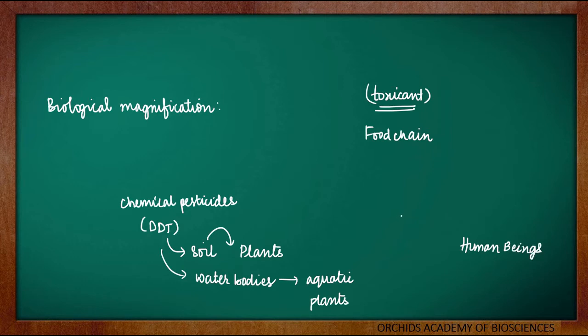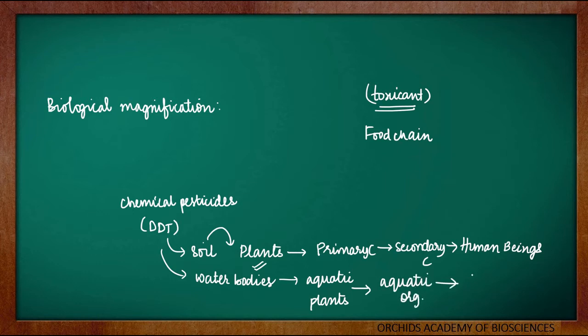By the time it reaches human beings, the amount of toxicant which was present in the plant will increase so much when it reaches the human being level, or the fourth trophic level. We will see how it happens. So plants are present, which is at the first trophic level. This will be eaten by a primary consumer. This will be eaten by a secondary consumer. This will be eaten by the human being, that is at the fourth trophic level, or acts as a tertiary consumer. Similarly, from the aquatic plants, it can go to the aquatic organisms, and from the aquatic organisms, when human beings eat them, it can enter like this.